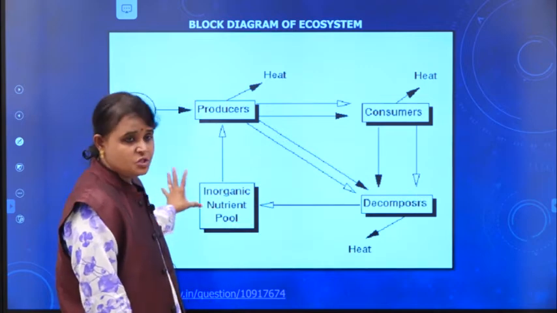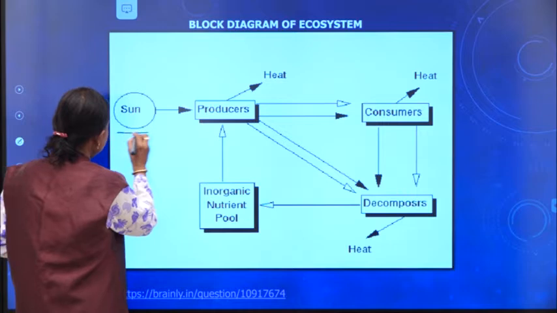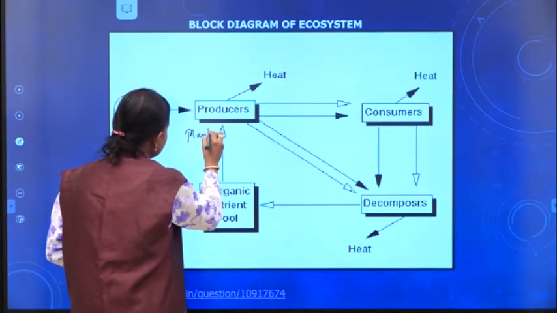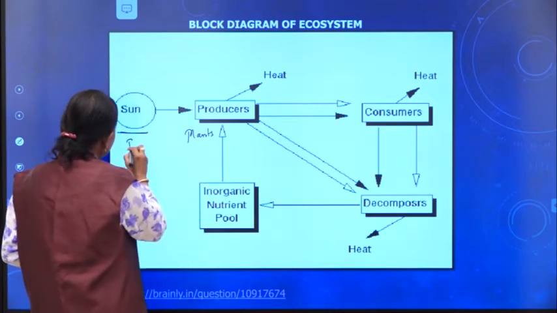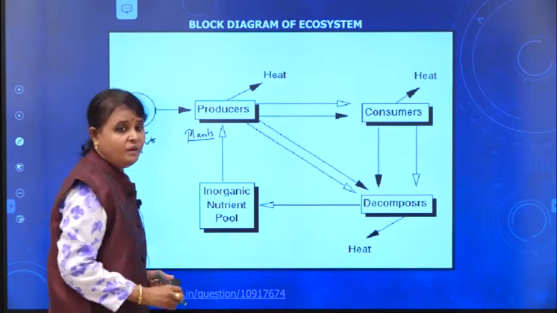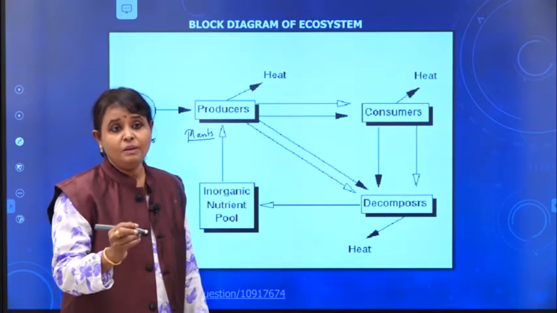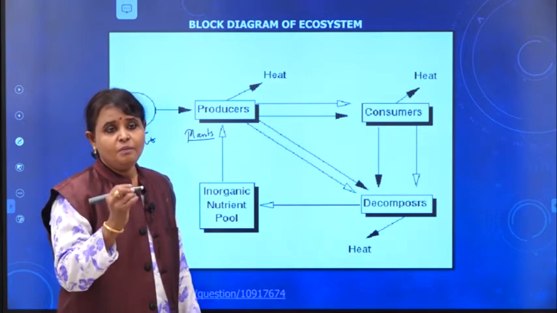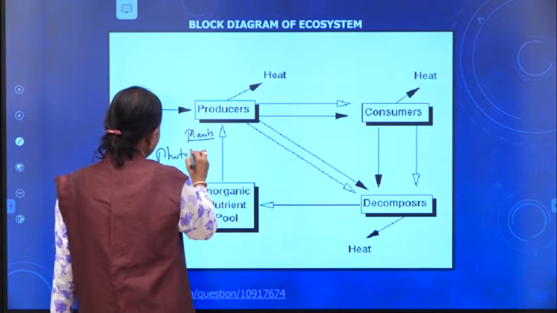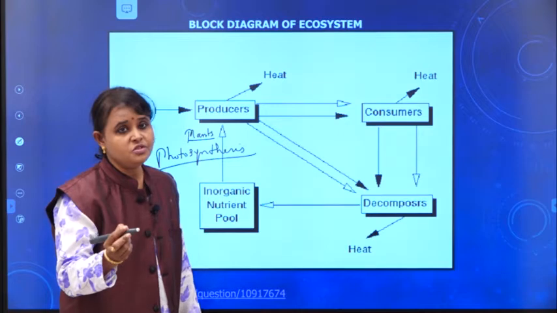See this picture, students. What do you understand by this picture? Let me tell you. What is this here? Sunlight. Producers means plants. Here the input is sunlight, which is used by plants and prepare food material. Plants utilize the sunlight and prepares food material by a process which is known as photosynthesis. Is it clear for you, students?